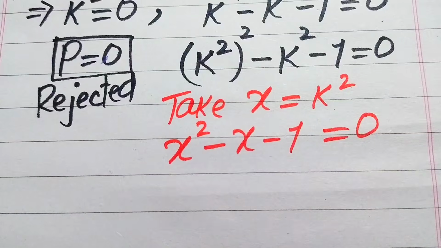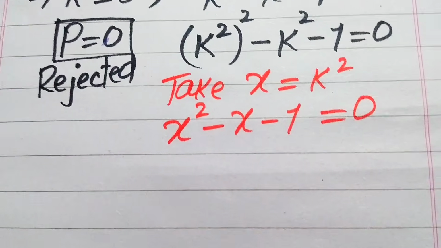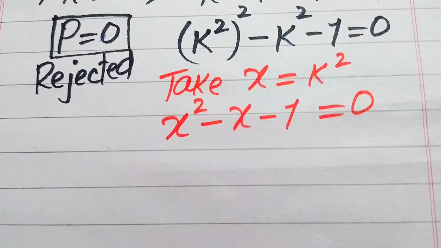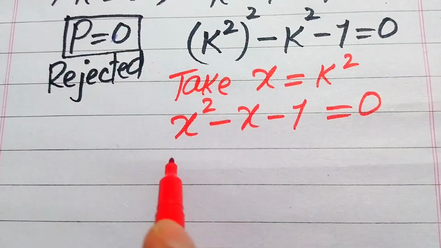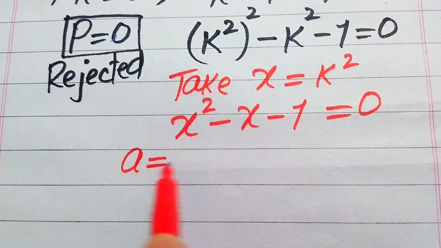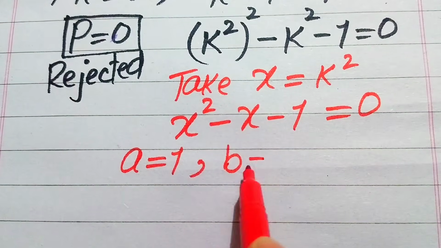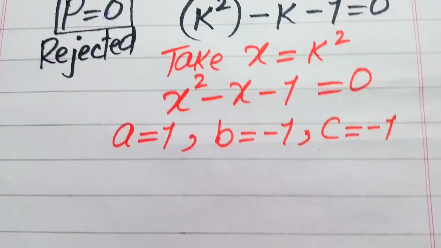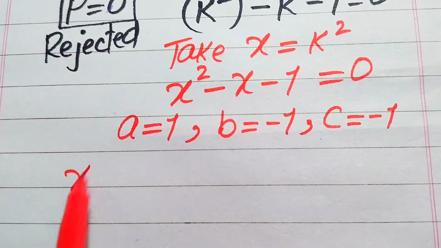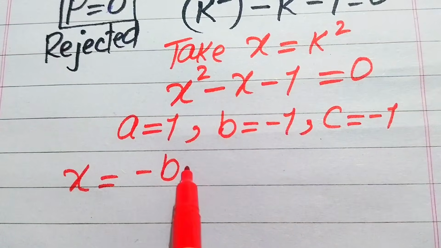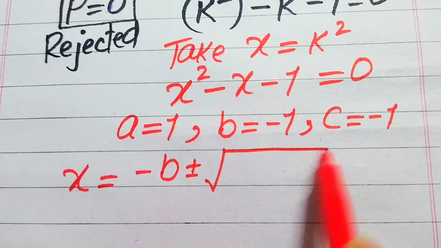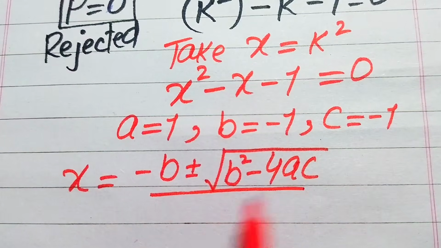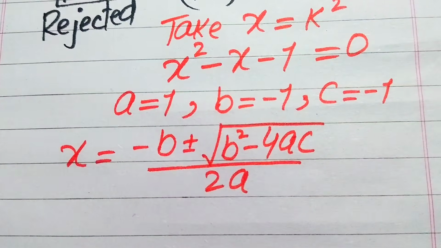So this equation will become a quadratic equation in x variable, and here we use the quadratic formula to solve this quadratic equation. For this, first we write the coefficients of this equation: a equals 1, b equals minus 1, and c equals minus 1. And we state the quadratic formula as x equals minus b plus minus square root of b square minus 4ac, divided by 2a.